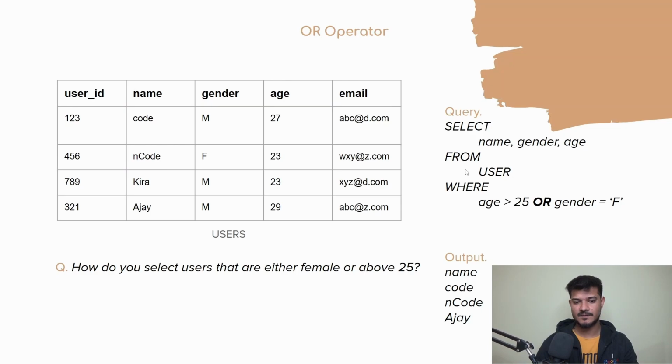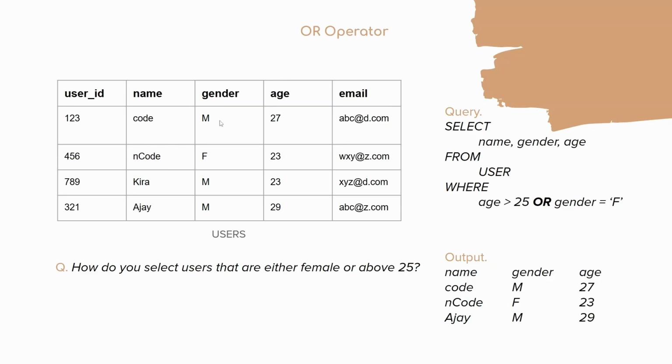So if you see the condition we have written here: are you female? No. Are you above 25? Yes. So the first row will be selected, right? Because one condition is true, not both, only one, and that is sufficient for the OR operator.